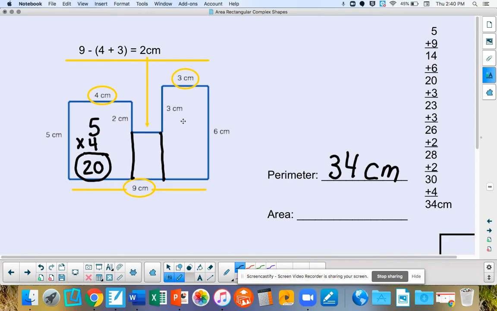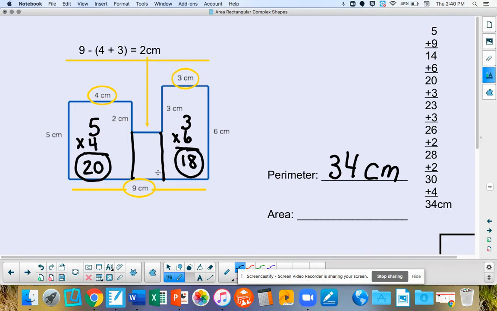This far one's going to be an easier one to do too. The top says 3, and the whole side here is 6. 3 times 6 is 18, and we're going to put that right inside their box.